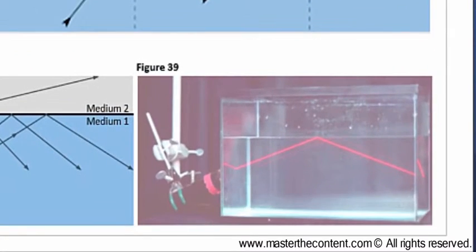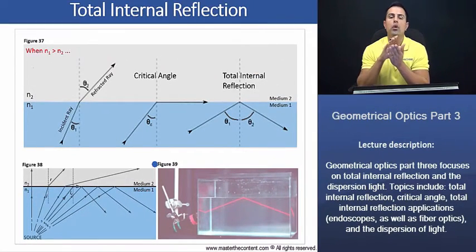Now, if we like, we can see an example here in figure 39. Here we see total internal reflection taking place. Light from the laser coming from the side of the tank is reflected at the air-water interface, and there's no refracted ray.